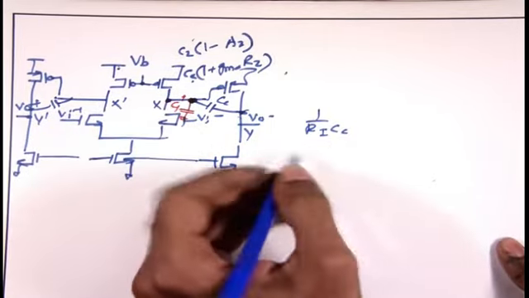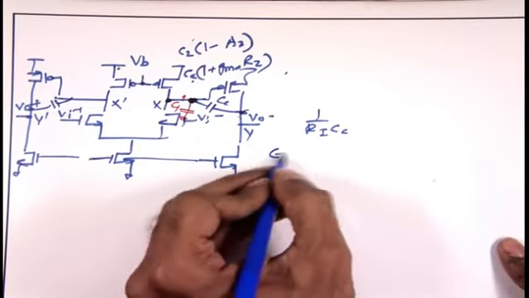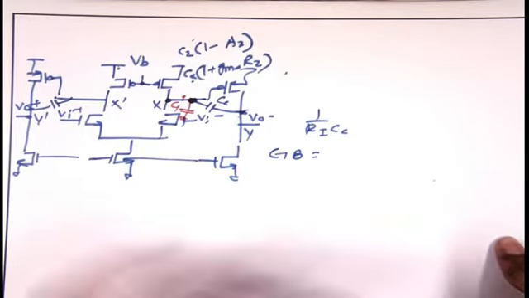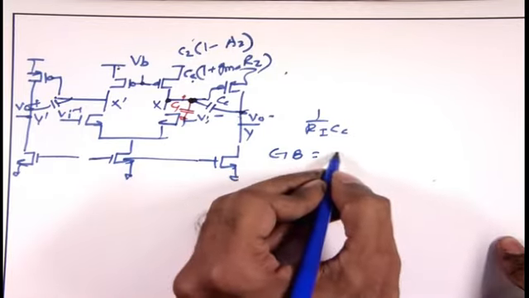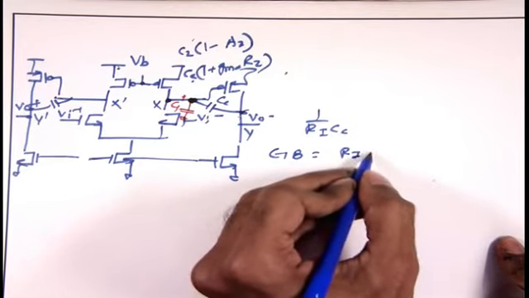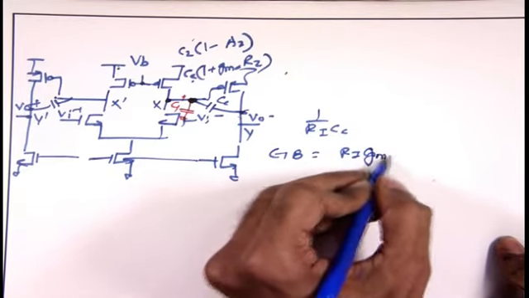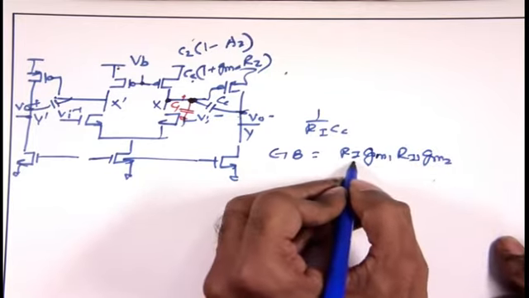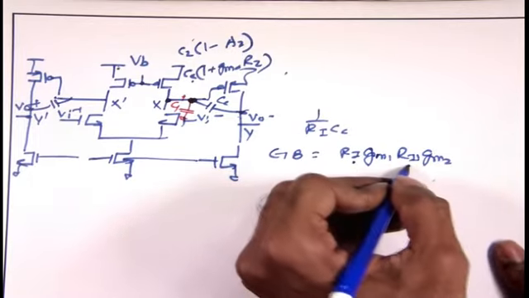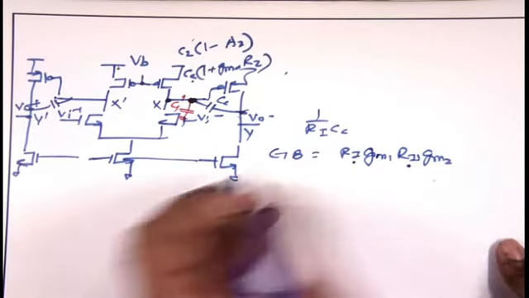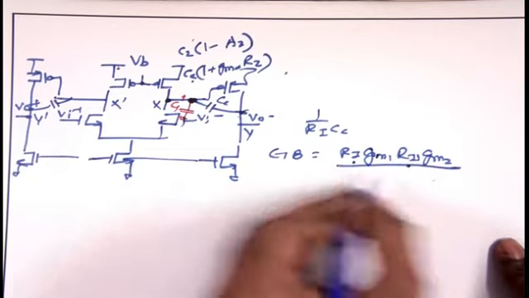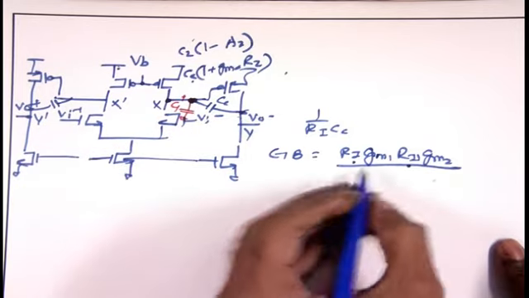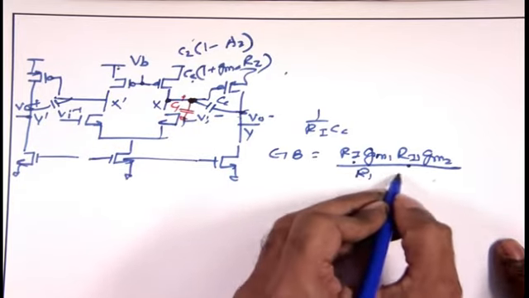If we talk about the gain bandwidth product of the amplifier, which is another important quantity generally mentioned for the amplifier specs, the gain bandwidth product is given by the gain, which is R1 times GM1, R2 times GM2. This is the overall gain. R1 is the output impedance of the first stage. R2 is the output impedance of the second stage. GM1, GM2 are transconductances, times the bandwidth. Bandwidth is determined by the first dominant pole, which is just R1 times CC.